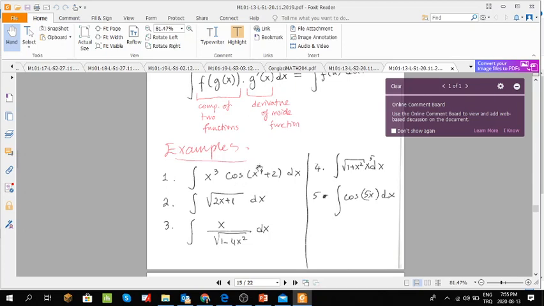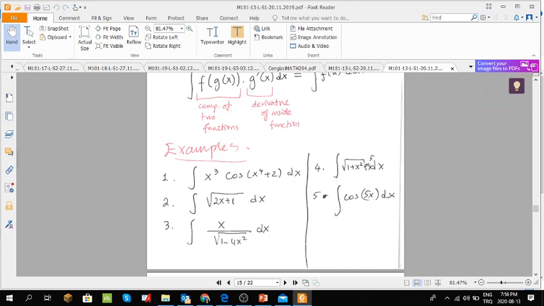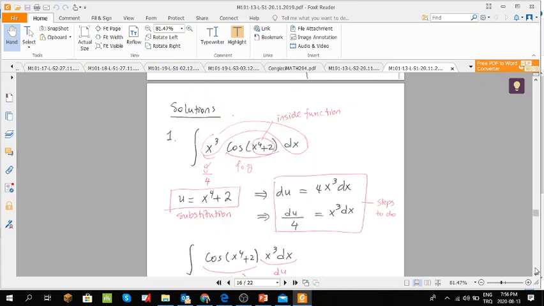In the first example, I have the composition of cosine and x to the 4 plus 2. In the second example, I have the composition of square root and 2x plus 1. In the third one, you see the square root of 1 minus 4x squared, which is the composition of square root and 1 minus 4x squared. The fourth is a little bit more difficult, but we are going to talk about that. Here you can consider the square root of 1 plus x squared as a composition of square root and 1 plus x squared. And in the fifth, the composition of cosine and 5x. You can see that we can use substitution to make things easier.